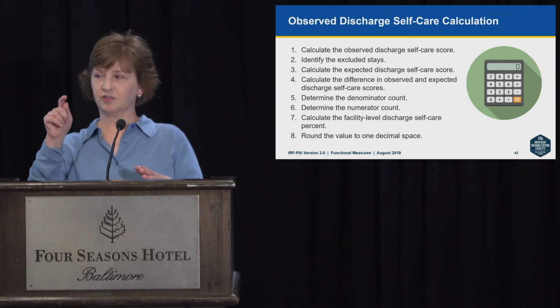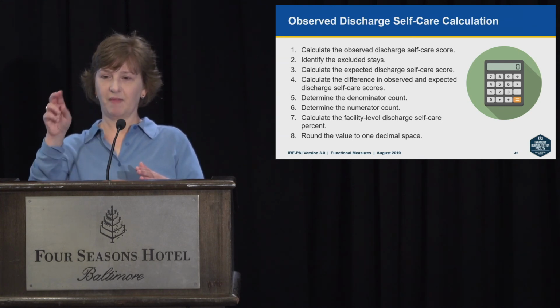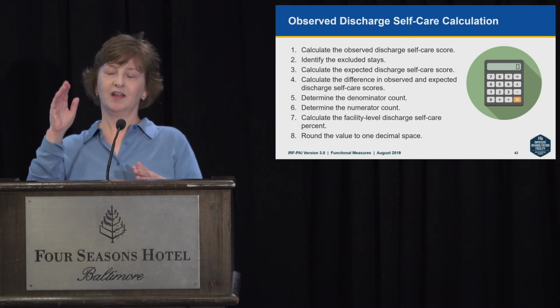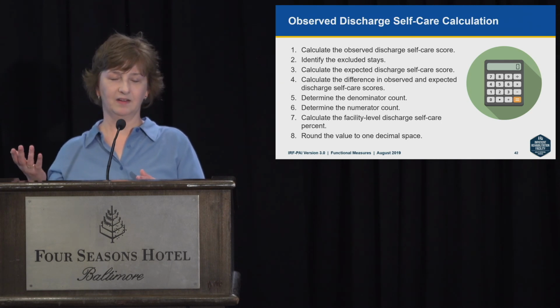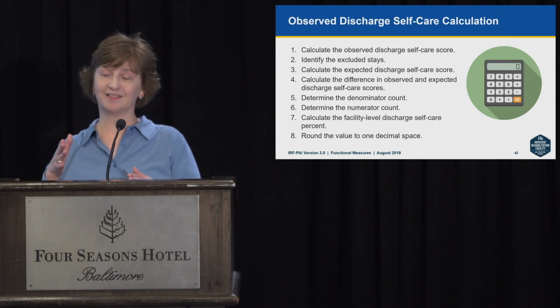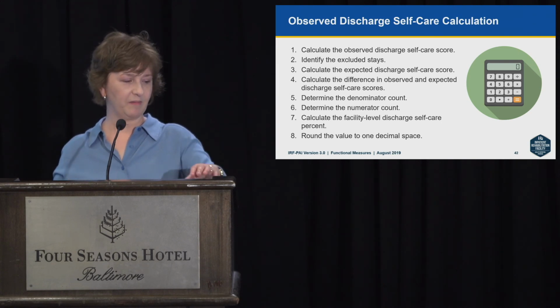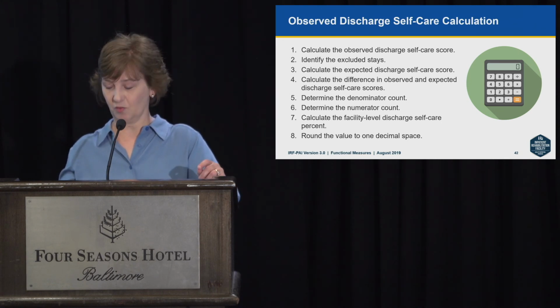And so for each patient record, there's a determination of whether that person met or exceeded the national benchmark. And so then there's a count of the number of people who met or exceeded the national benchmark, and that's turned into a percent with the denominator. And in terms of the reporting, it is rounded just to 1 decimal place.